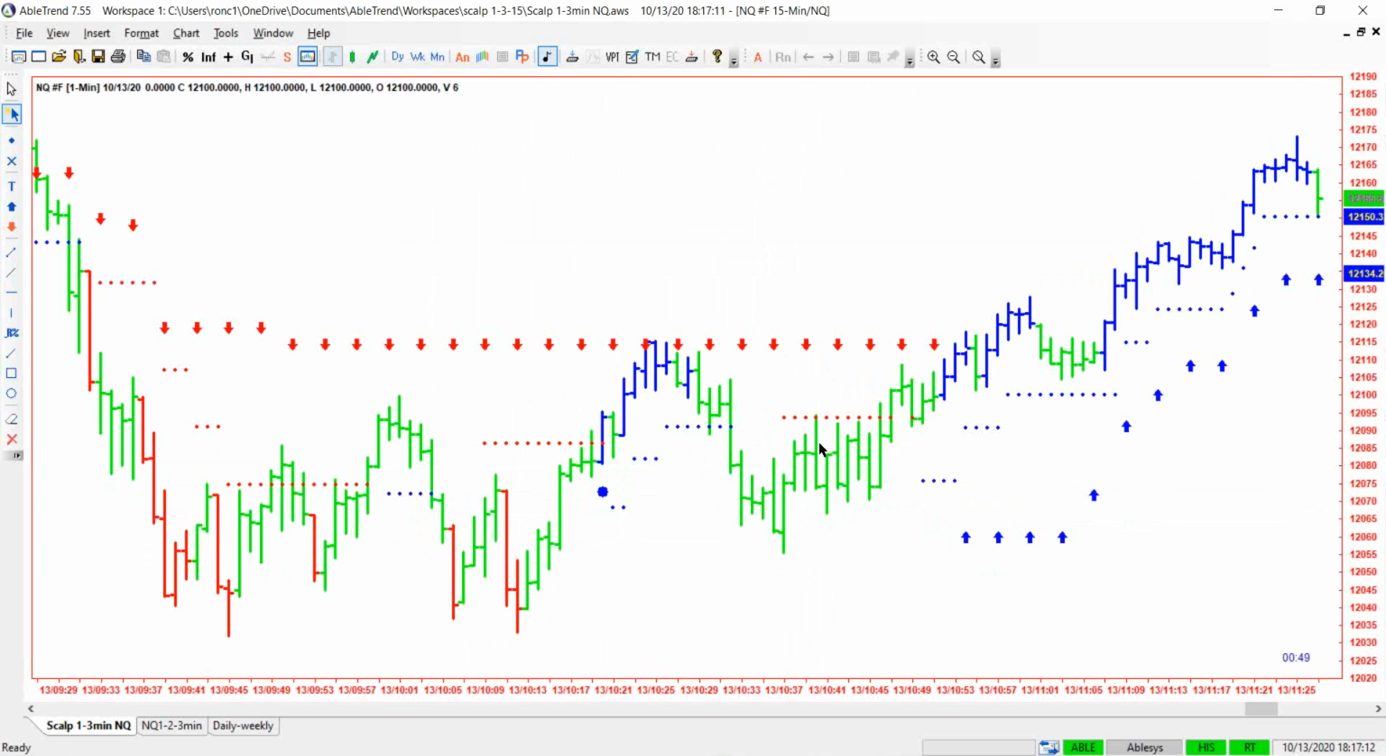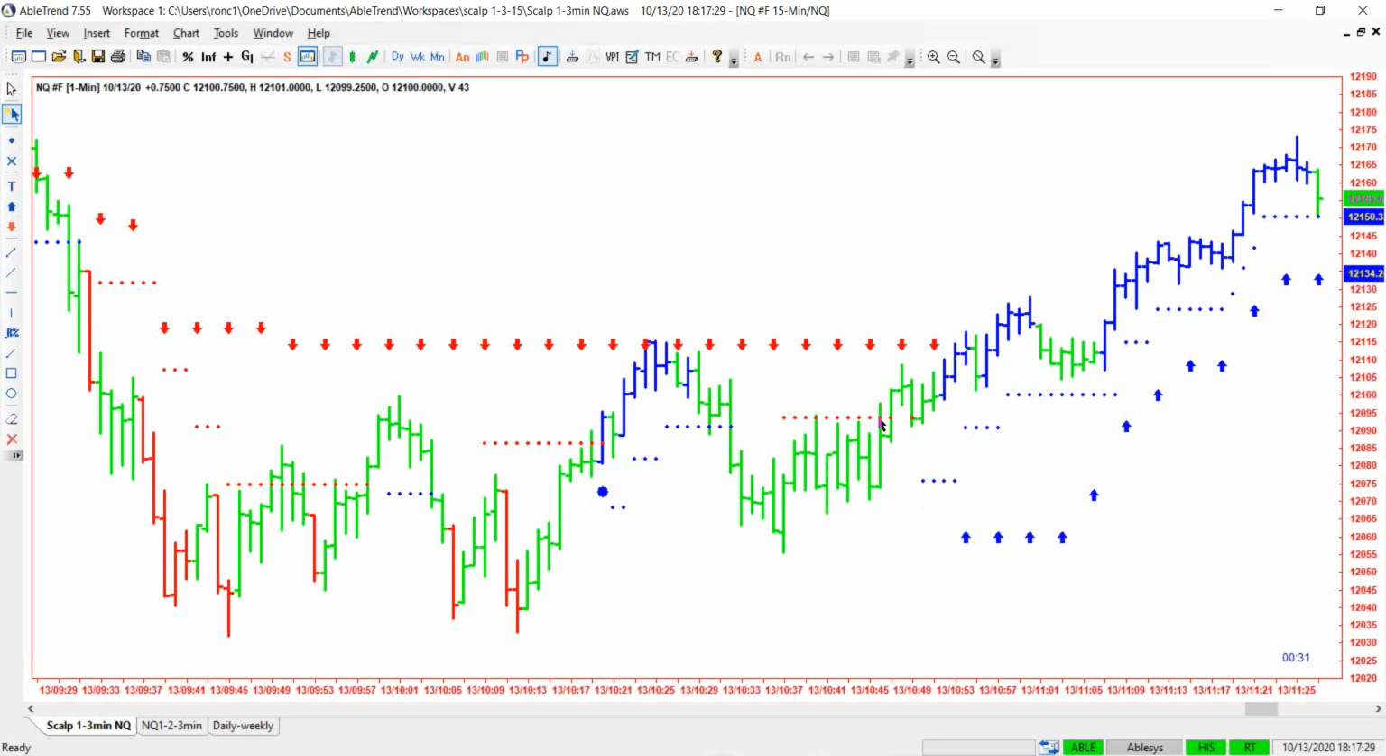But you know what? That's so far from the red dot. Even though it's a winner, I'm not going to count it. Okay? This is not close enough to the red dot. There, that's touching the red dot. So this is a trade right here. 1 minute later, another winner. 6 out of the first 7.